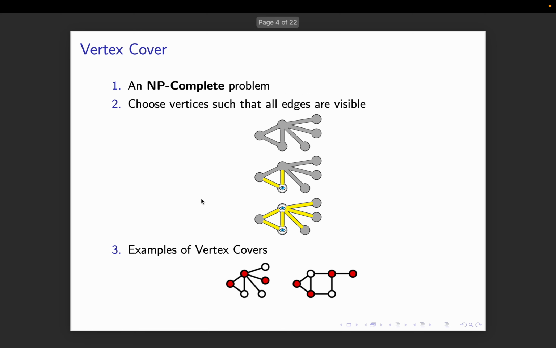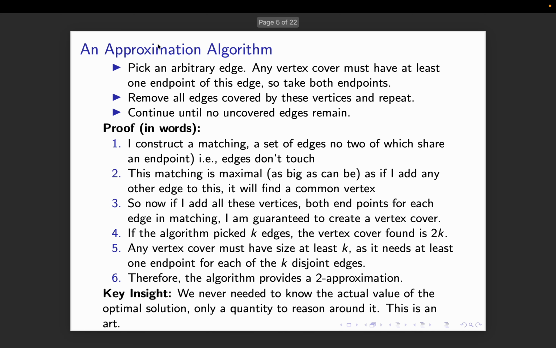So the problem is that given a graph, choose the minimum vertex cover, basically the least amount of vertices which can cover all the roads, the least amount of lighthouses you need to cover all the roads, essentially. So this is an NP-hard problem. We cannot solve it accurately, but here's an approximation algorithm.